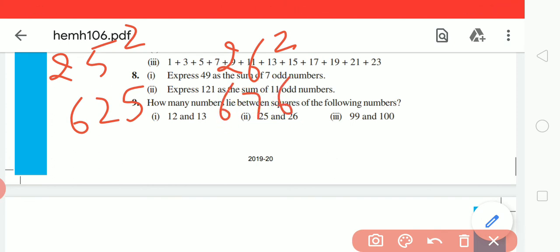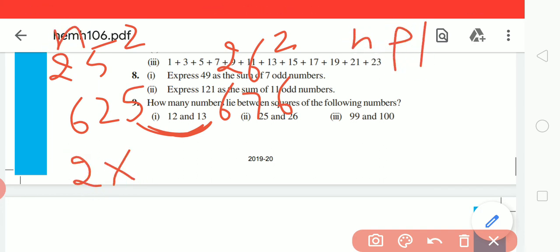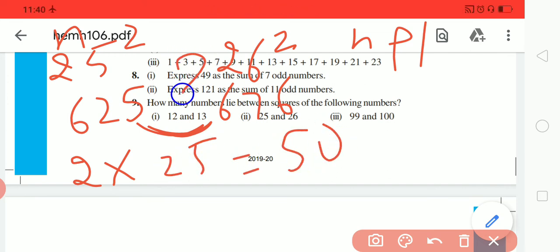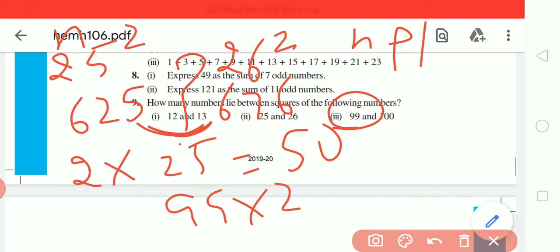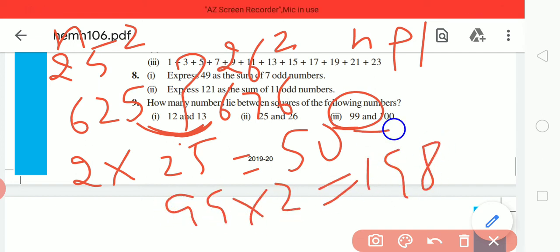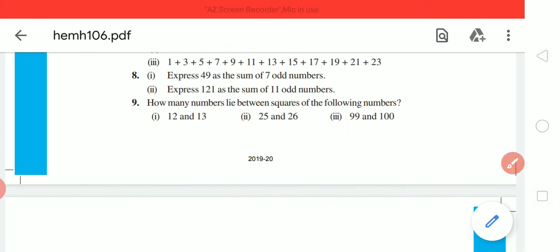So how many numbers lie between these two is 2n. n is 25, this is n and this is n plus 1, you know. So 2 into 25 is equal to 50. You can count in between them, these are 50 numbers. So likewise multiply 99 by 2, you will get the solution. So 99 times 2 is 198, right, in the third part. Clear? So this is your exercise 6.1.